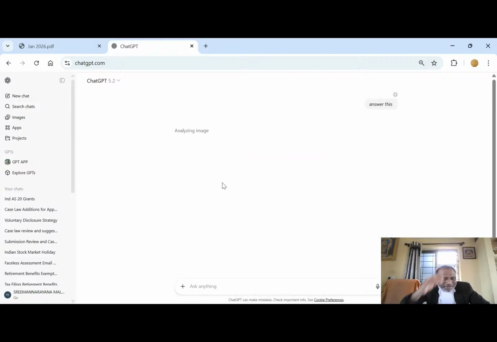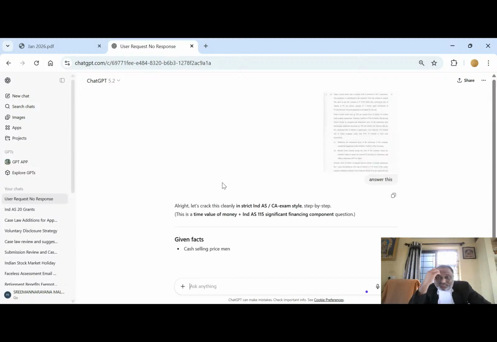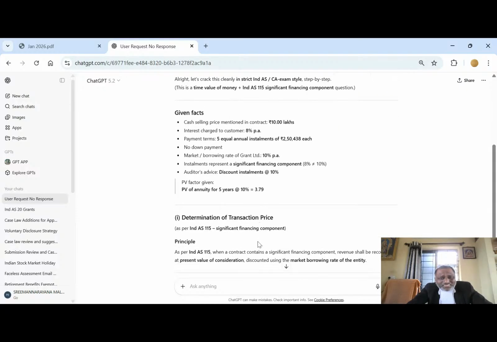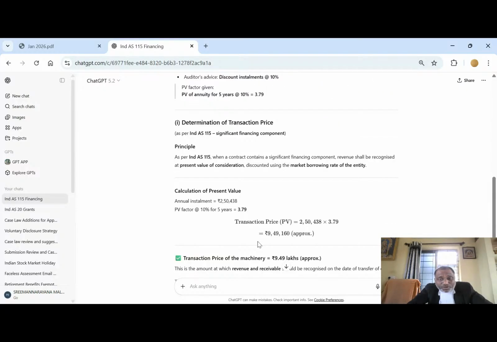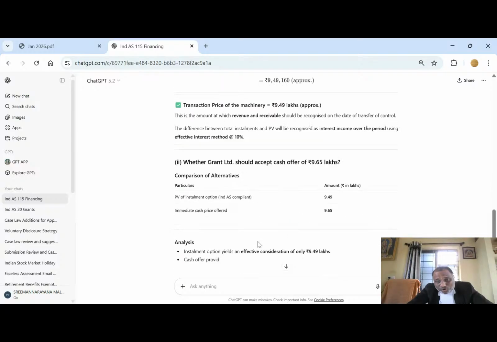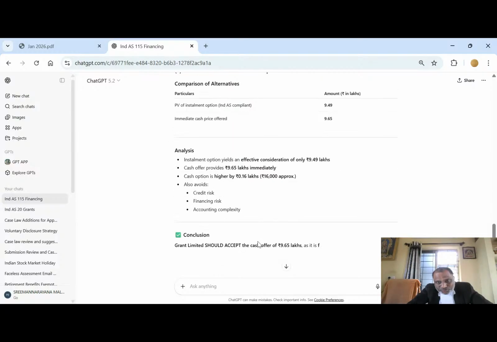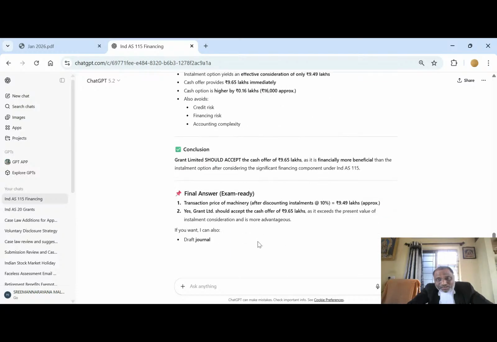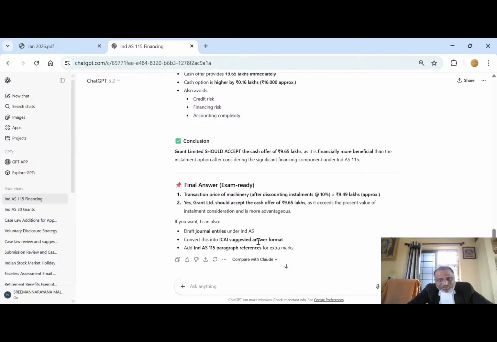My dear friends, I would like to talk about this question. This question is talking about Ind AS 115, revenue recognition. How to recognize the revenue in the profit and loss account? What conditions should be fulfilled? All this we are going to talk now.